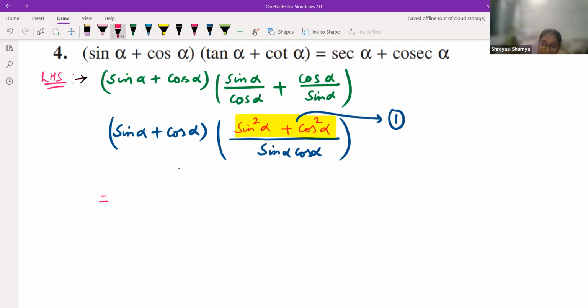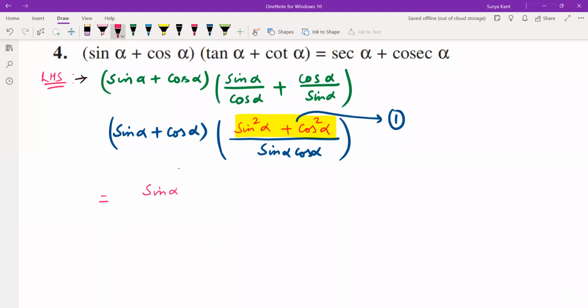We should multiply that with both sin alpha and cos alpha. We should multiply 1 by sin alpha cos alpha. Like we should simplify the brackets by multiplying. Simply we should write here sin alpha plus cos alpha divided by sin alpha cos alpha. It's clear, no? This much.